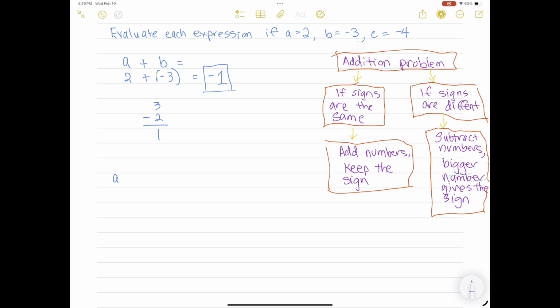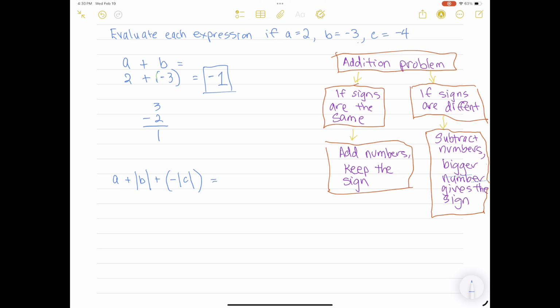Next problem, a plus the absolute value of b plus the negative of the absolute value of c. We start by plugging and chugging the numbers for the values. So for a, we use 2. For b, we use -3. And for c, we use -4. That gives us a plus the absolute value of -3 plus the negative of the absolute value of -4.